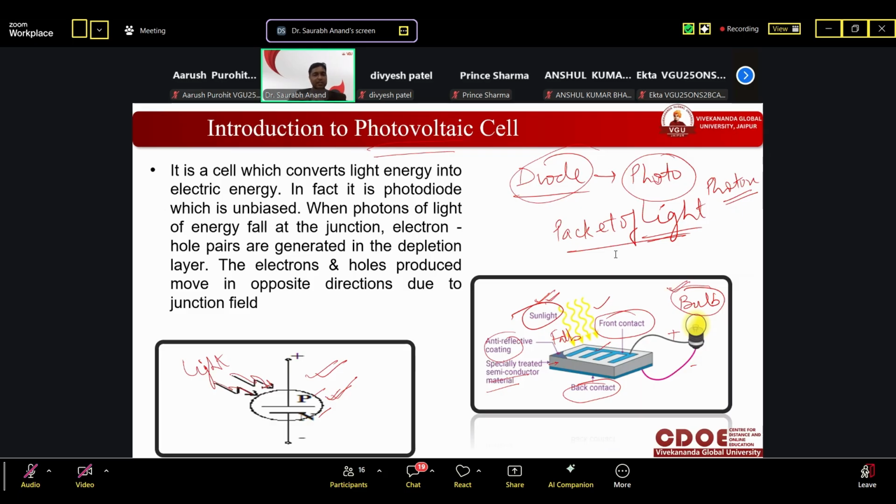Otherwise it will not glow, because whenever the light falls on it, electrons and holes will be produced. If they are produced continuously, then the current will flow continuously in these wires, and the bulb will glow accordingly. So this is the photovoltaic cell. This is a cell. This cell will provide the current when light falls on it, right?